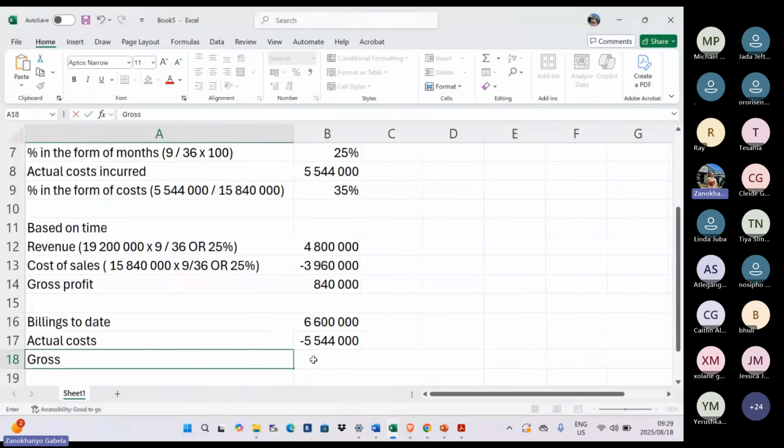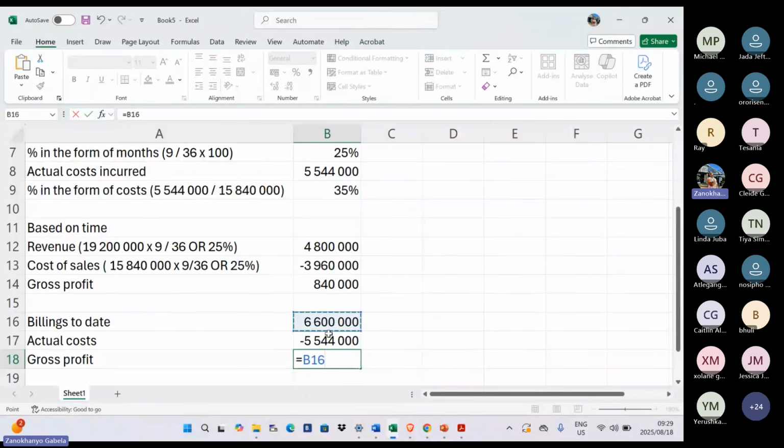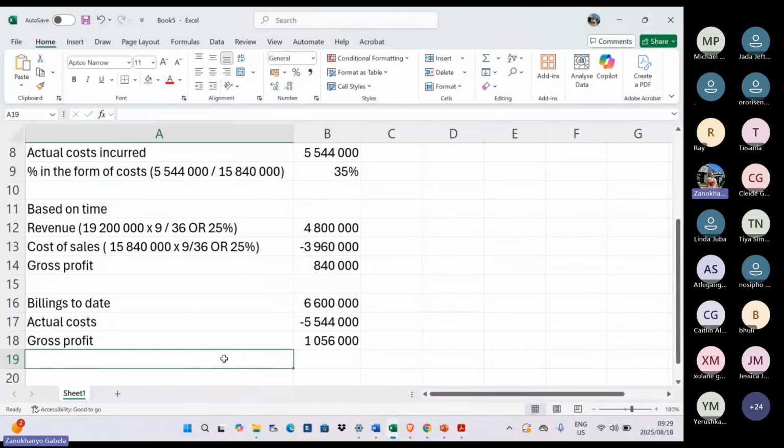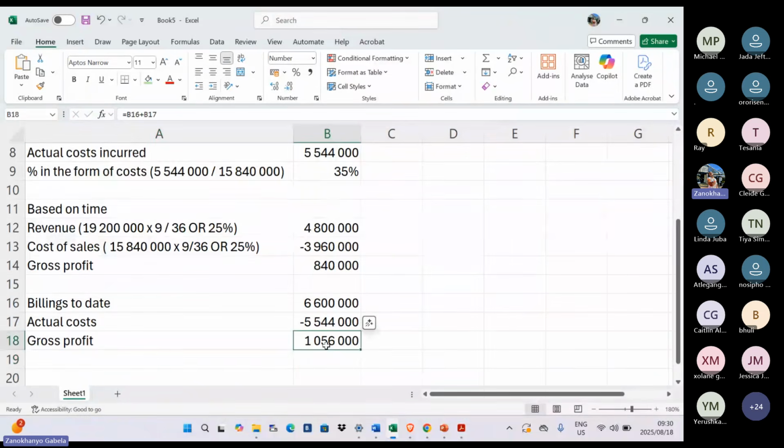And then we have gross profits. Let's check this one out. That plus minus that one. Perfect. Okay, sure. Now let's compare. We're comparing two gross profits, these two guys. The other one has 1056, the other one has 840.